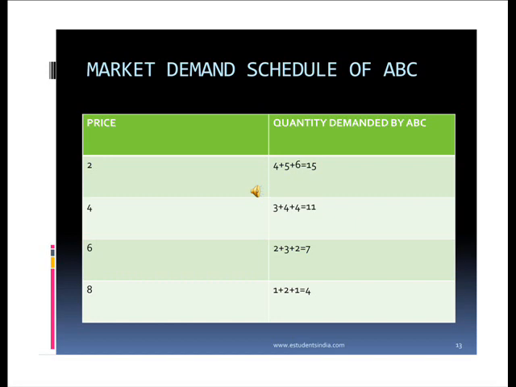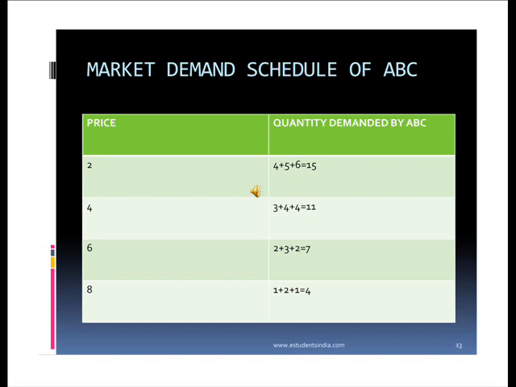Market demand schedule of A, B, C. A is the consumer, B is another consumer, and C is the third consumer. Price 2, quantity demanded by ABC, 4 by A, 5 by B, and 6 by C. So the quantity demanded by ABC is 4 plus 5 plus 6, 15.